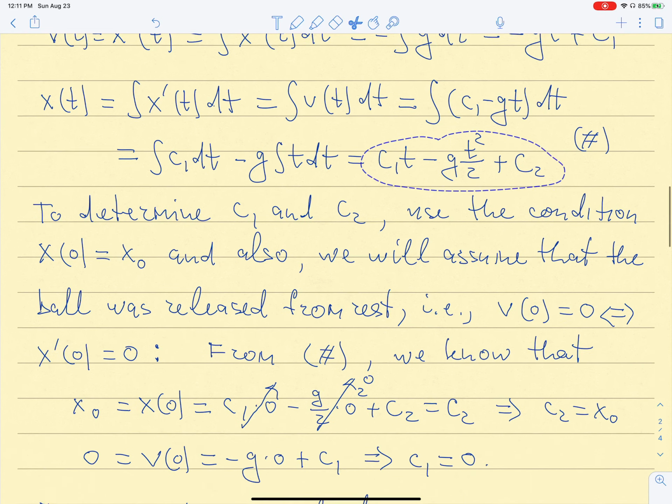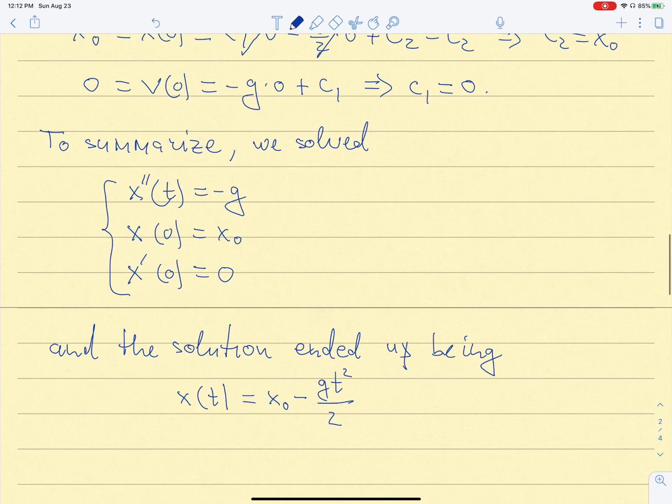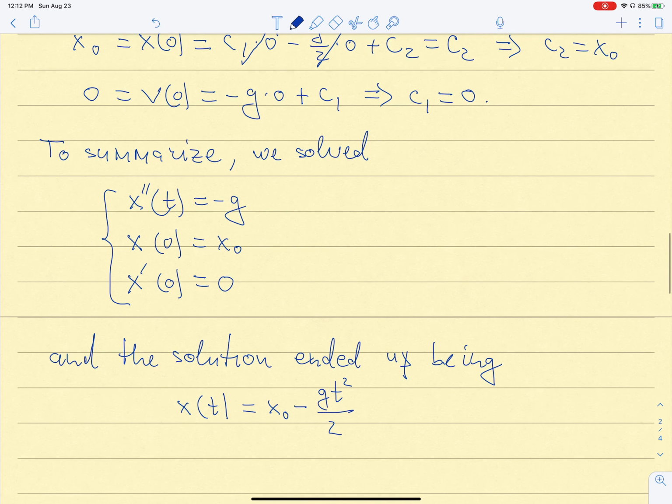So that means what we got is x of t is equal to x0 minus gt squared over 2. So x0 is given to you, g you know, so that means that x of t is known at all times. So in particular, if I want to find the point or the time when the ball will hit the ground, I just need to solve an equation for t when x of t is equal to 0, but I'm not going to do that here.